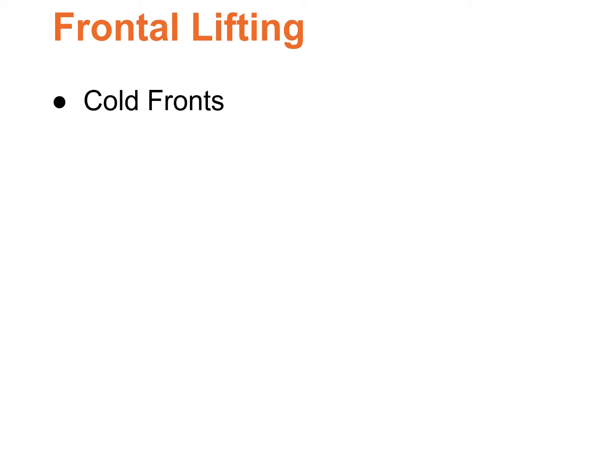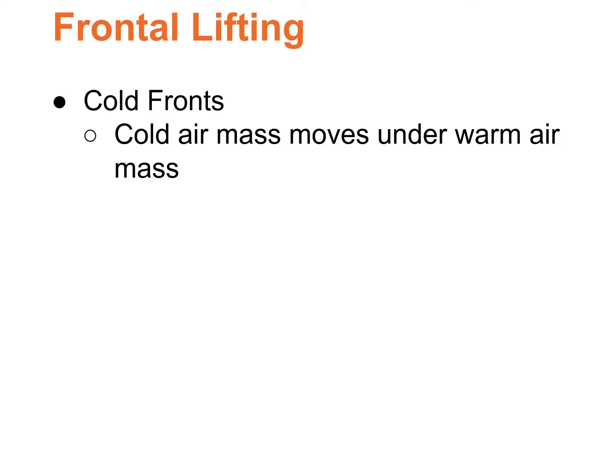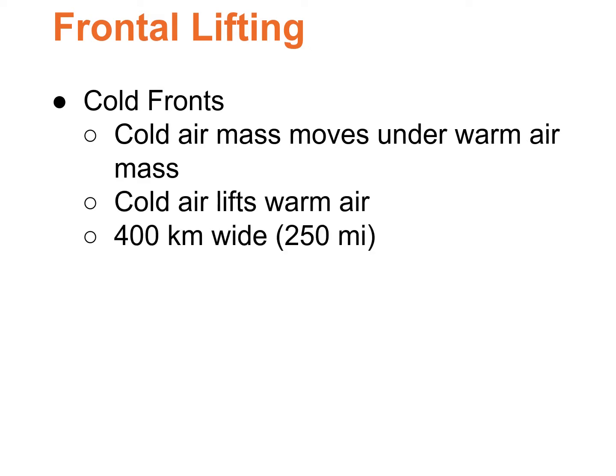With us, the cold front comes right after the warm front. Usually they go together, and I'll talk about that in the context of mid-latitude cyclones, why we get the warm front with the cold front. With a cold front, the cold air mass is moving under, pushing up, lifting the warm air mass. Cold air always lifts warm air. Cold fronts are about 400 kilometers wide.